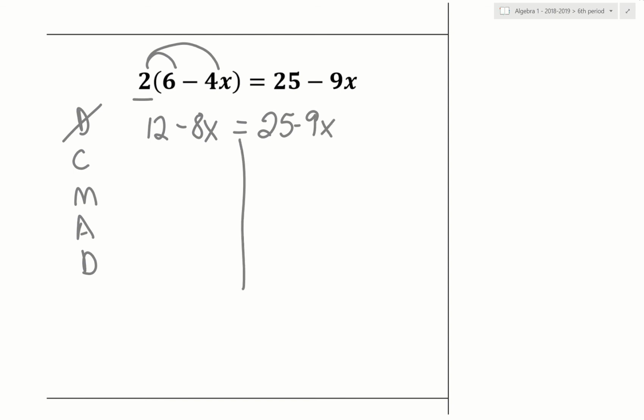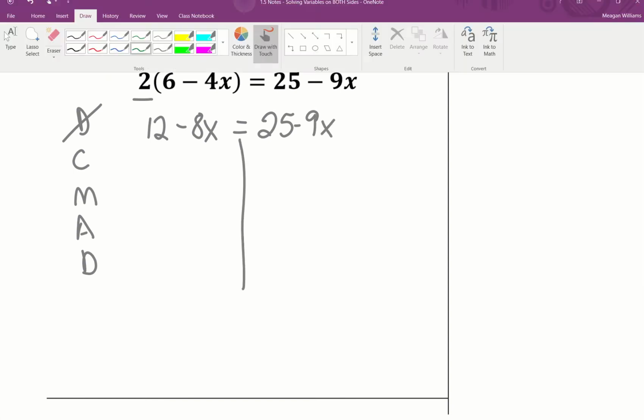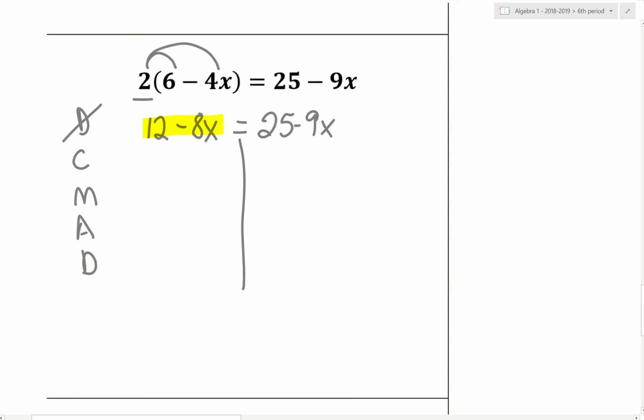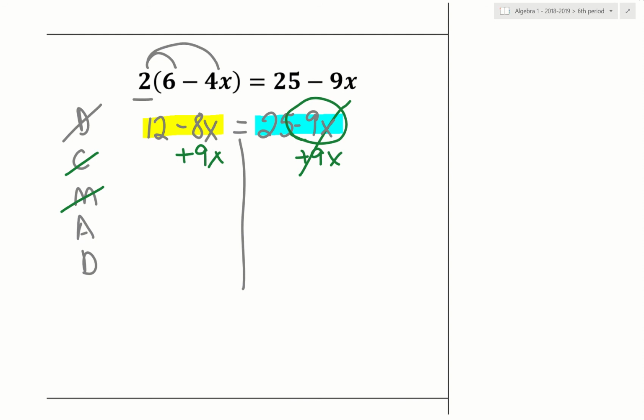I'm going to draw my line. I'm going to look to combine like terms. Do I need to combine anything on the left side? What about the right side? Nope, so no combining to be done, but I do need to move that variable. I'm going to move this negative 9x. How am I going to move it? Plus 9x. Whatever I do to one side, I always do to the other. Good. So those 9x's are canceled.